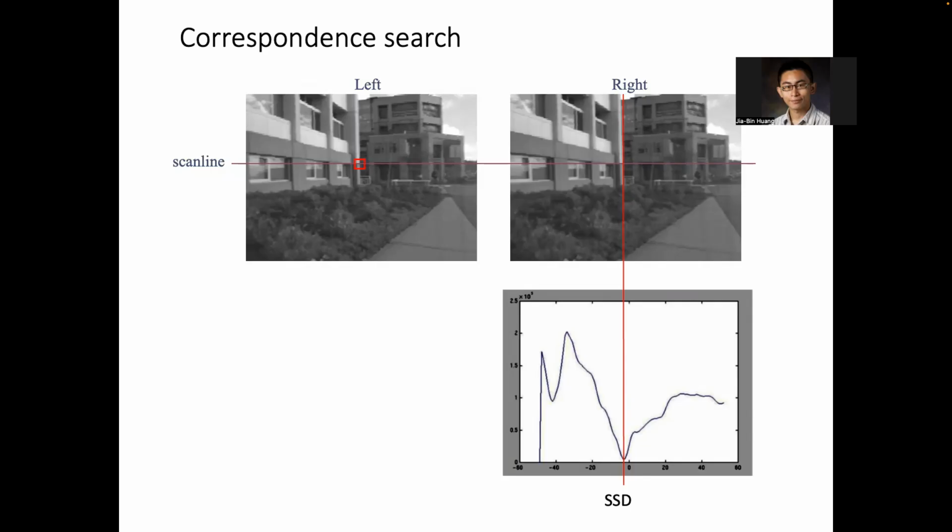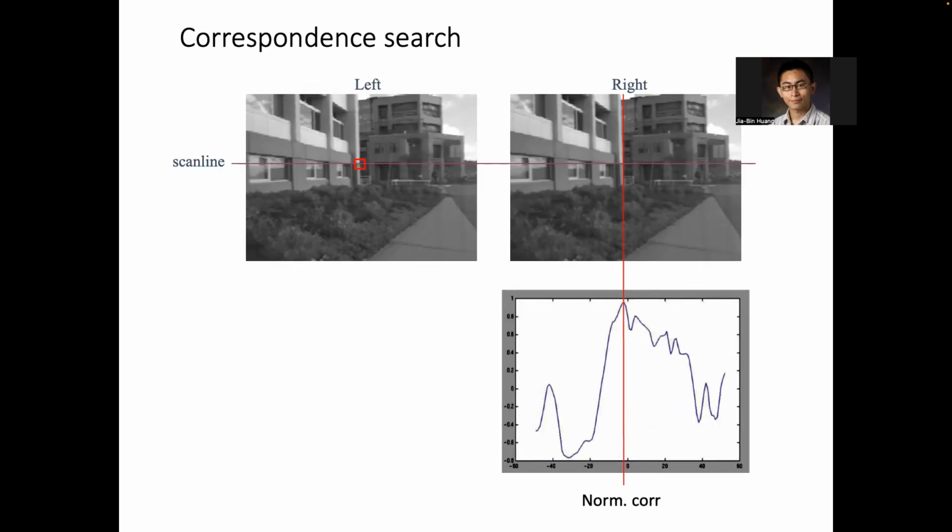All right, so this is one option. Another option is called normalized cross correlation. Basically, it's the same thing, but this type of method is more invariant to lighting variations. We talked about this in the template matching lectures. So that's basically the core idea of stereo matching.